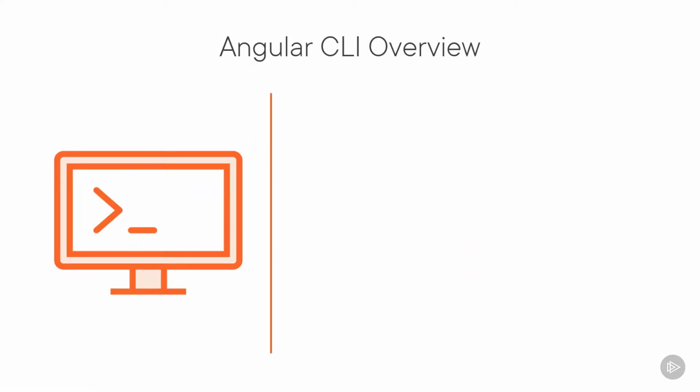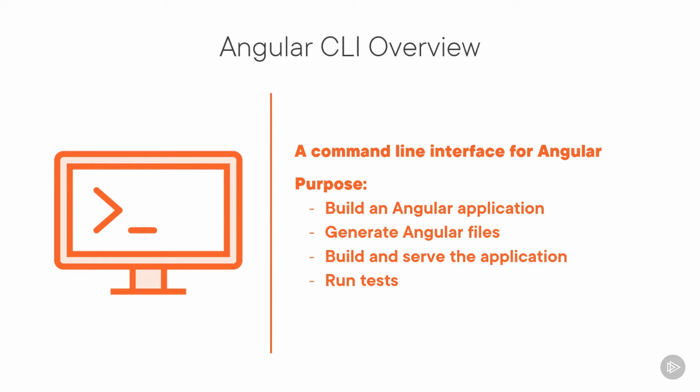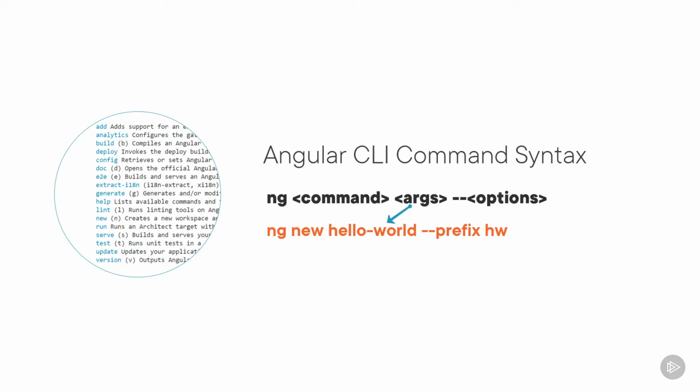The Angular CLI is a command line interface for Angular. Its primary purpose is to assist Angular developers with building an Angular application, generating Angular files, building and serving the resulting application, running tests, and building the application in preparation for deployment. The Angular CLI commands are accessed using ng for Angular, the command name, command arguments, and options prefixed with --. For example, ng new hello-world --prefix hw.